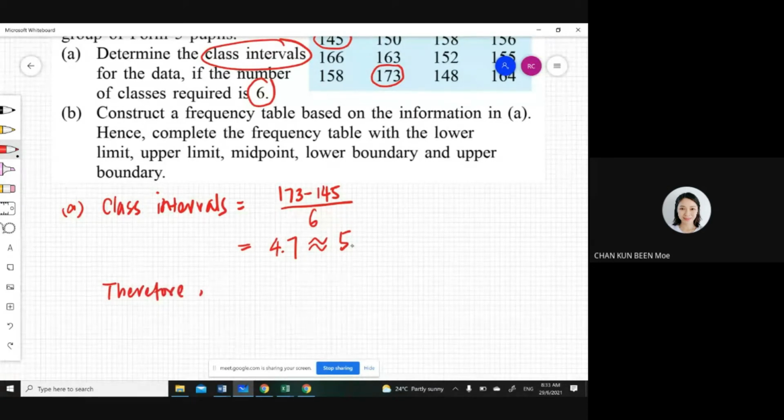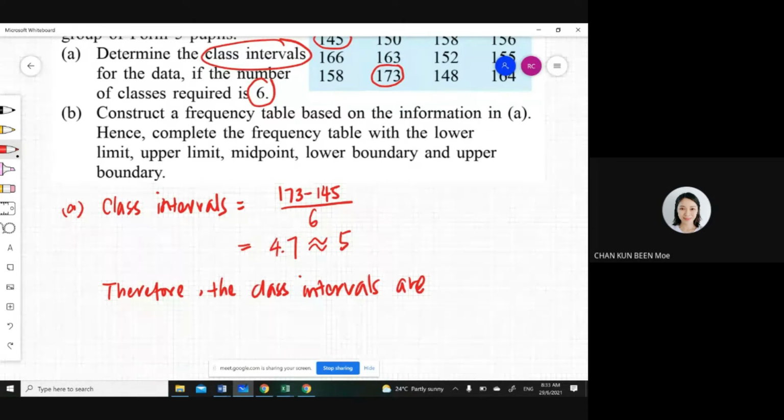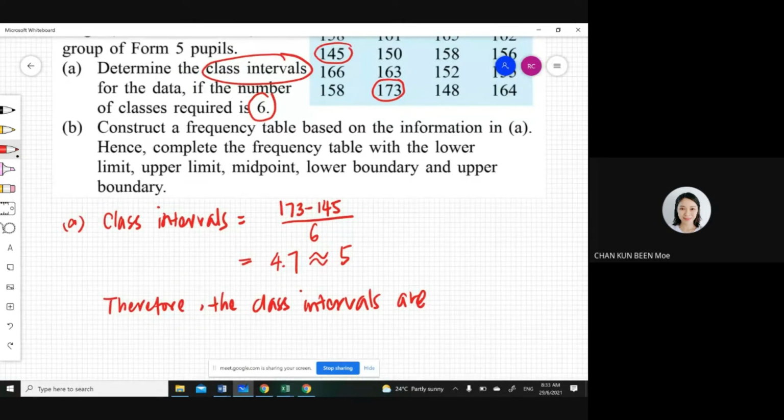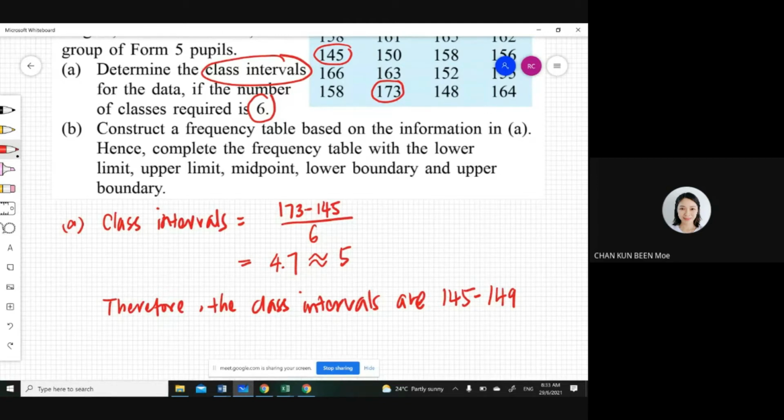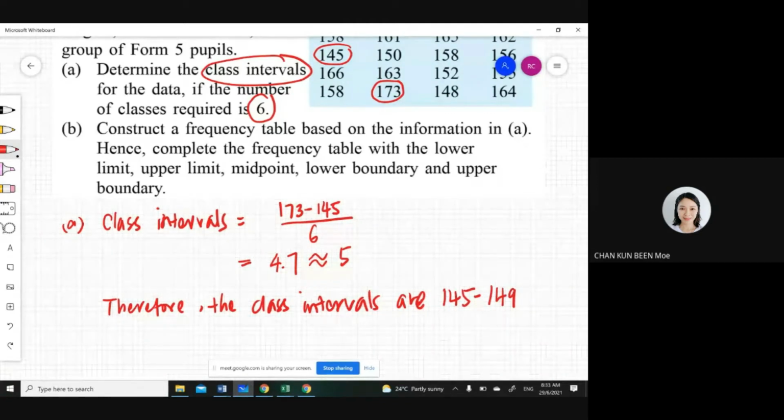Therefore, the class intervals are, we start with the lowest value. The lowest value that we have is 145. Not plus 5, you have to start with 145. So you count 145, 146, 147, 148, 149. Altogether, there are 5 numbers. So it's 145 to 149.